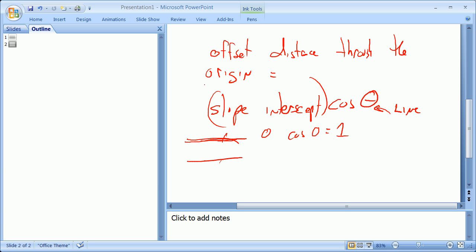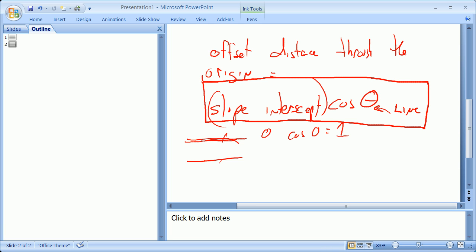But you want to remember that to offset a line through the origin, you want to play around and get some good intuition with this one, because that's going to be how you're very quickly going to be able to calculate your swipe distances.